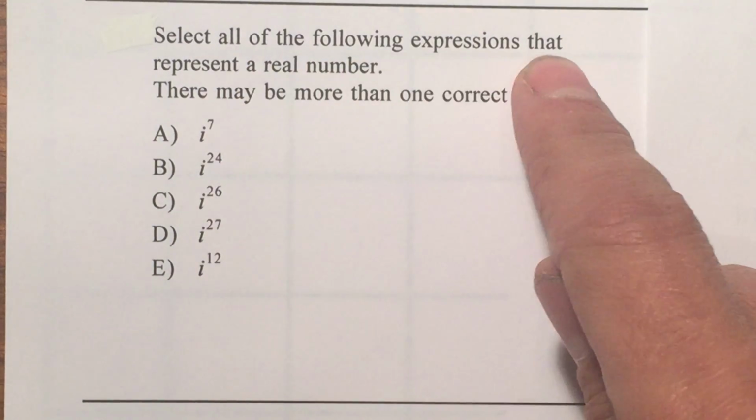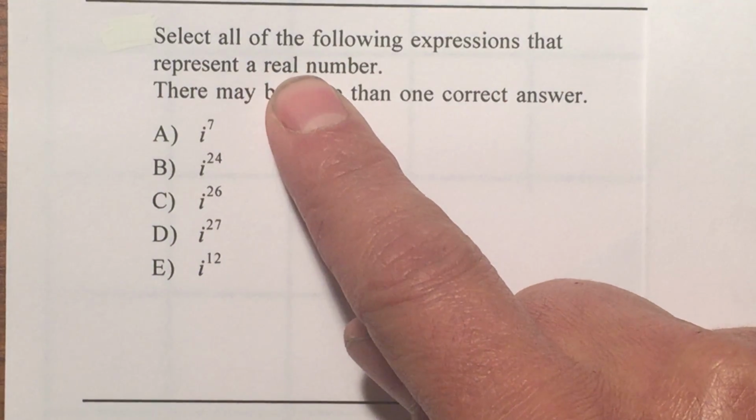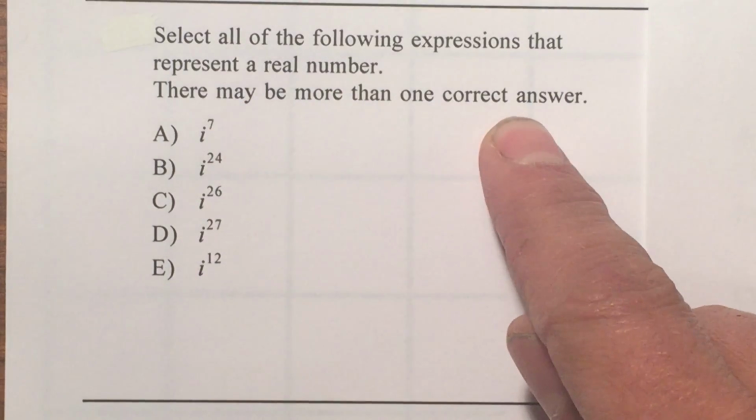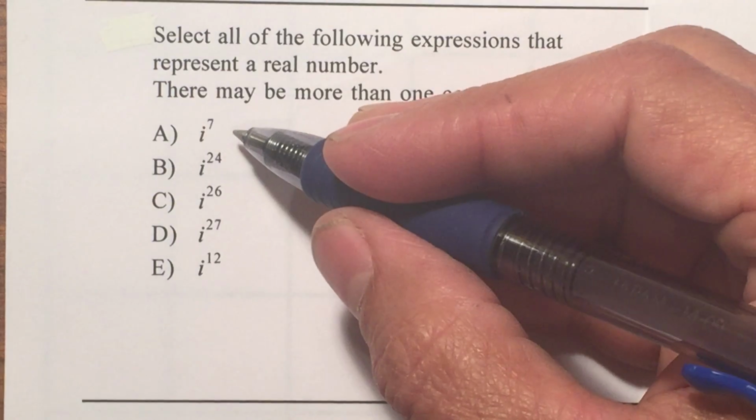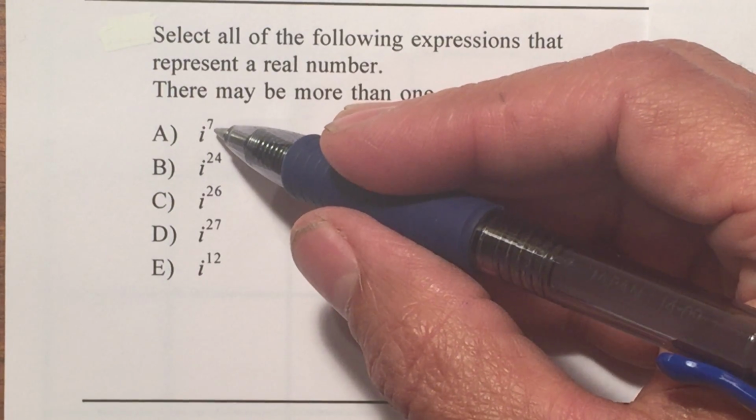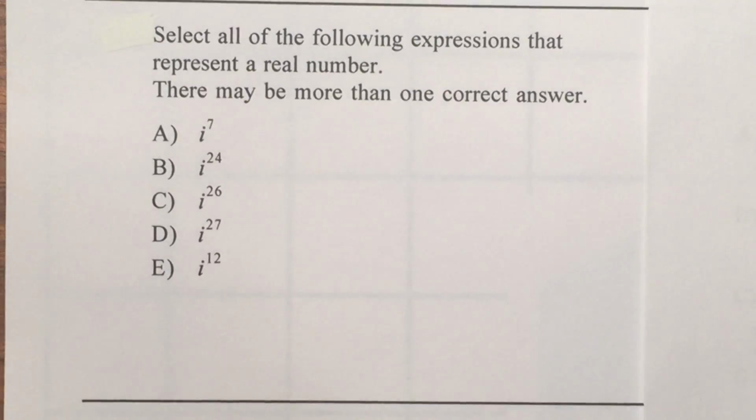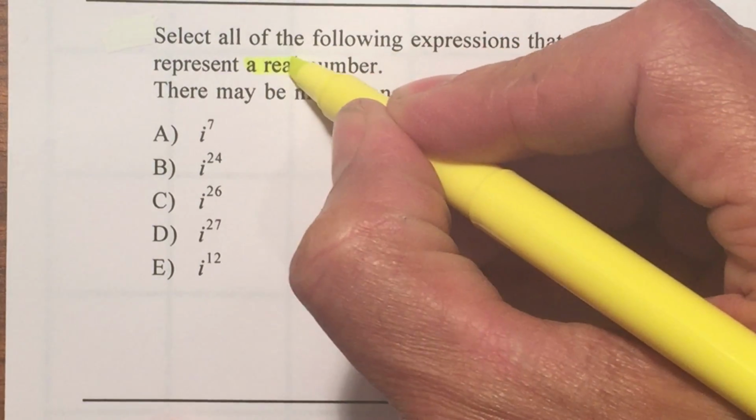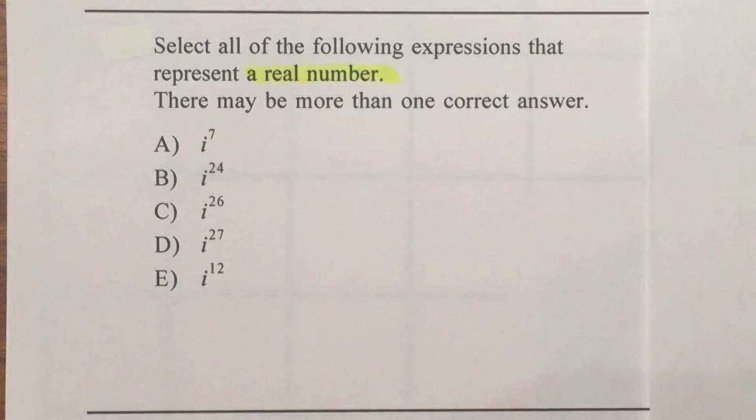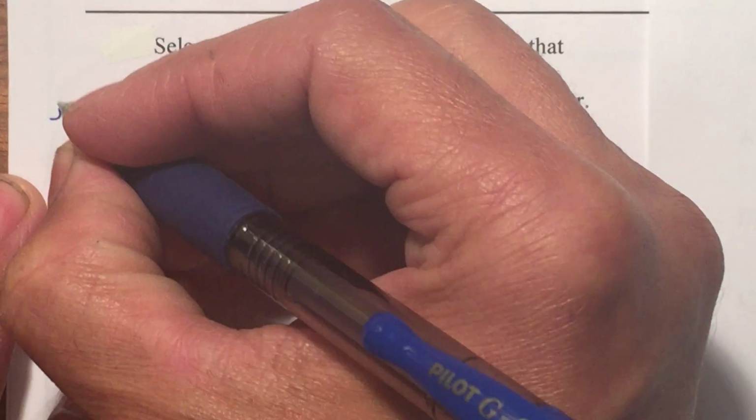Select all of the following expressions that represent a real number, and there might be more than one correct answer. Now, they ask you to simplify all the i to the exponent, and we're looking for answers that are real numbers. Now remember that whenever there's a real number, it does not have an i, so we need to simplify. The definition that we know is that i squared is equal to -1.